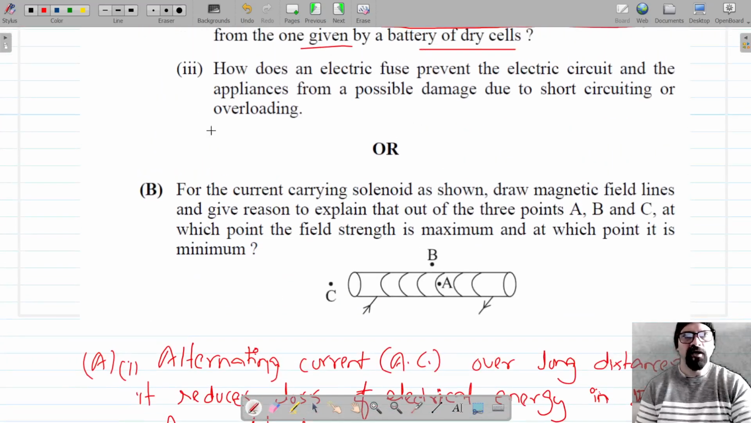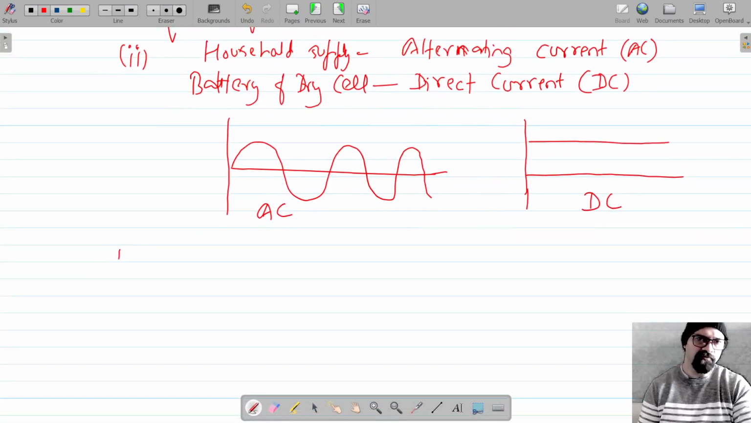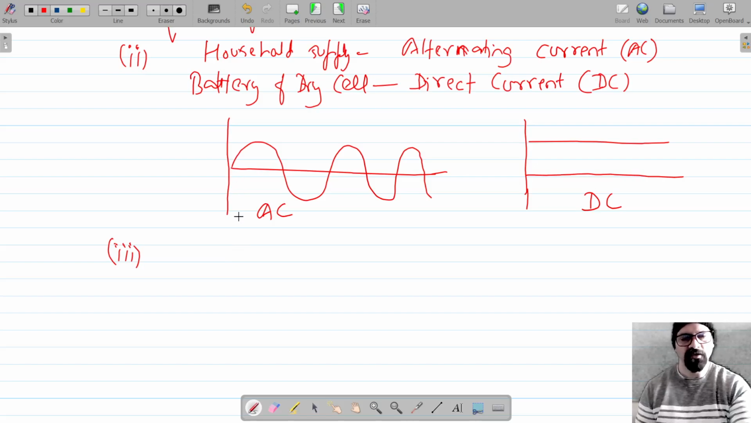Now, how does an electric fuse prevent the electric circuit and appliances from possible damage due to short circuiting or overloading? An electric fuse is a safety device and it has a low melting point wire. When there is excessive current due to short circuiting or overloading, the wire gets heated and melts, thus breaking the circuit. So we can say that the fuse melts and breaks the circuit.